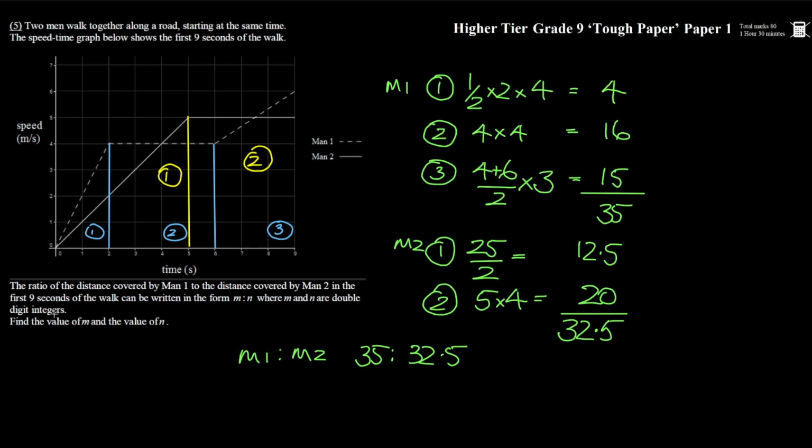n are double-digit integers. We can multiply this ratio by 2, and this becomes 70 to 65. Well, those are double-digit integers, but they're not simplified because we can take a factor of 5 out of both of them. So dividing both sides by 5, we get 14 to 13. And that you'll find is the answer.